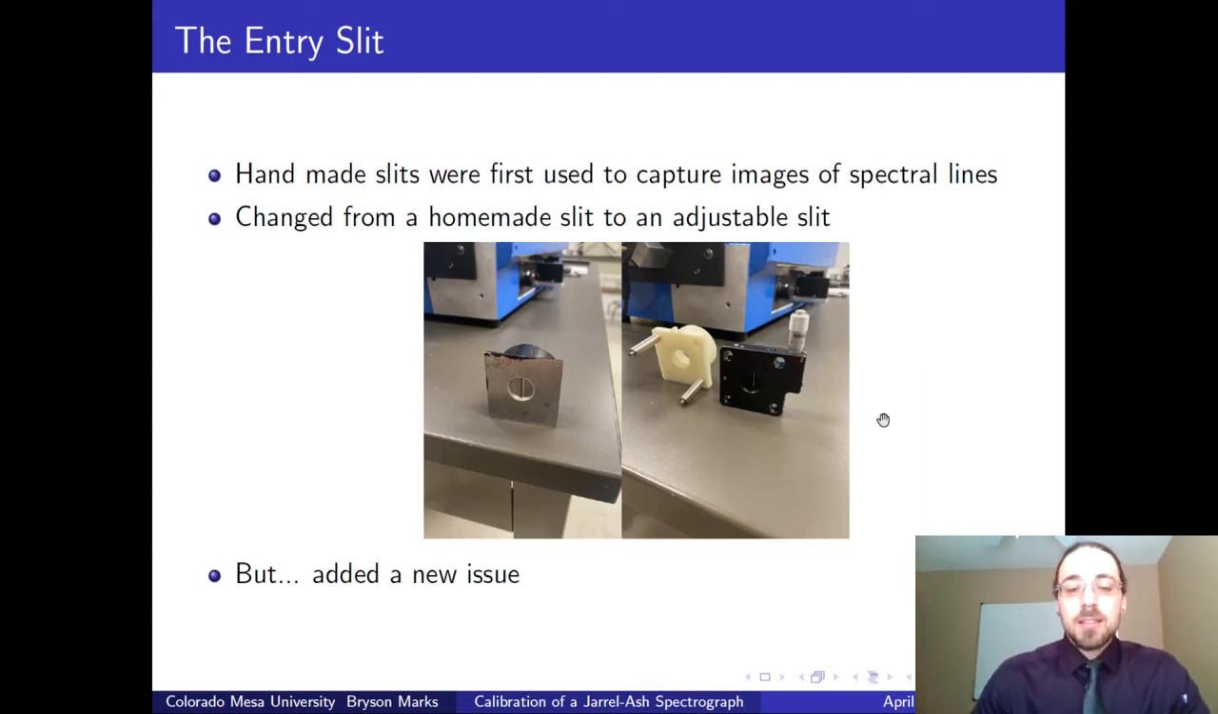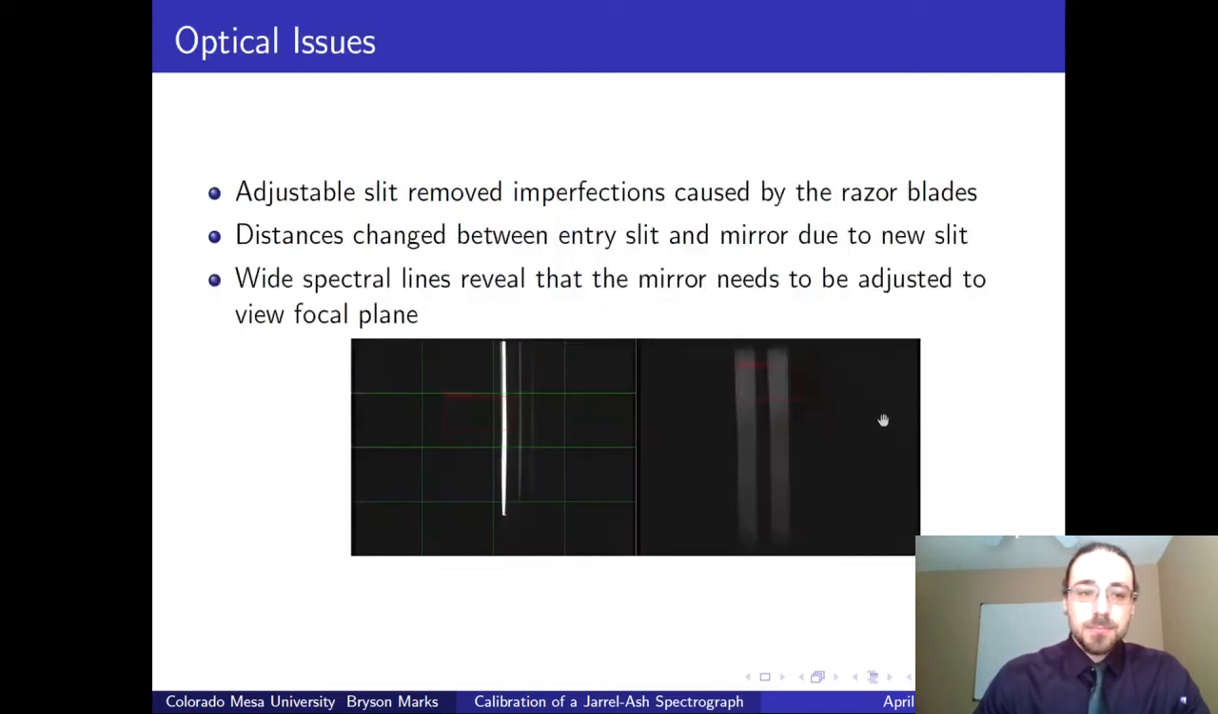But adding this mount and the adjustable slit added a new issue. Adding this adjustable slit removed the imperfections caused by the razor blades, but it changed the distance between our mirror and our entry slit. If you see here on the left, we have an image of the spectral line from the handmade slit, and on the right, we have an image of the adjustable slit.